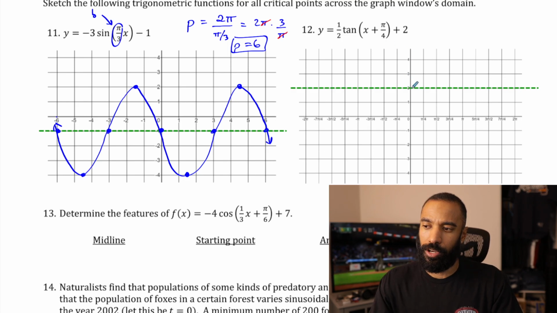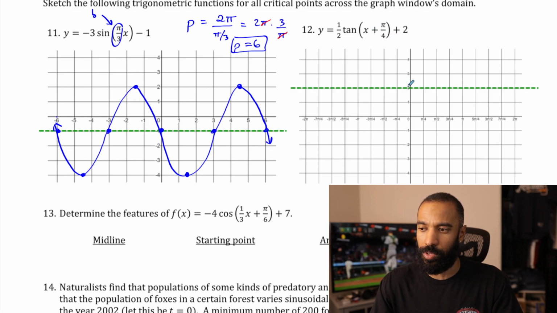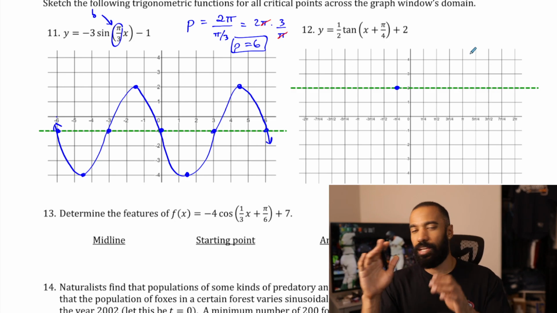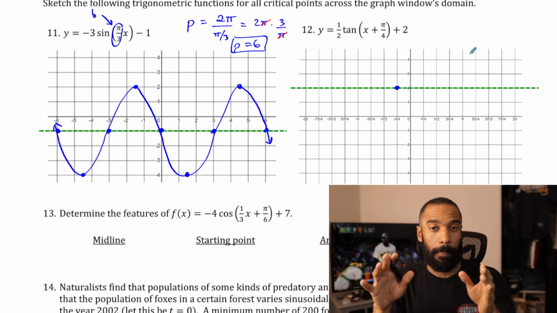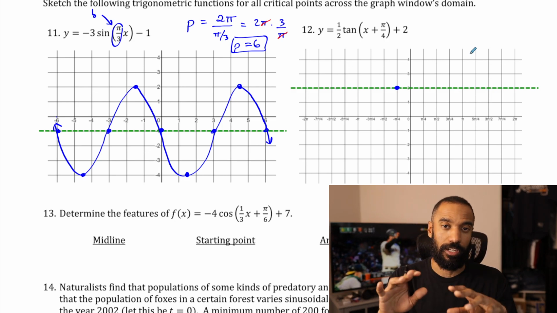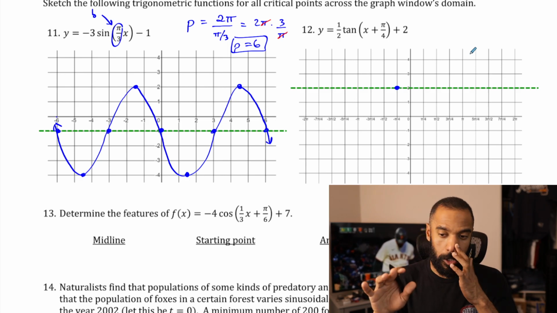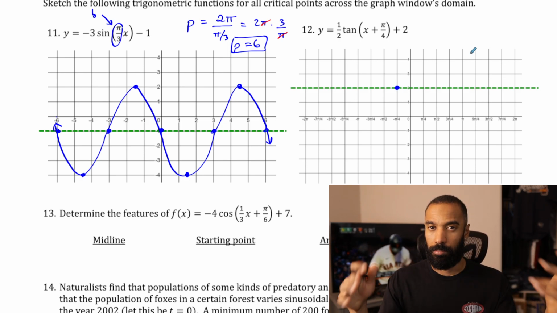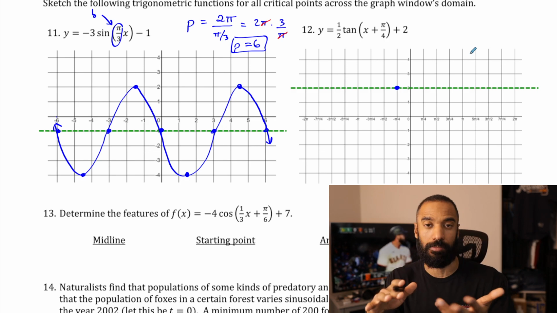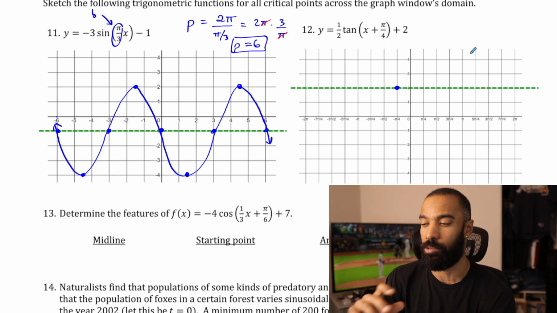So would we start here though? Well, it's all about this left shift. We are going to go pi over 4 units to the left to start this guy right there. And tangent has a default period of pi. Unlike sine and cosine having a default period of 2 pi, it takes pi units before it repeats coterminal points and vertical asymptotes, which these things have. I'll draw those in a moment.